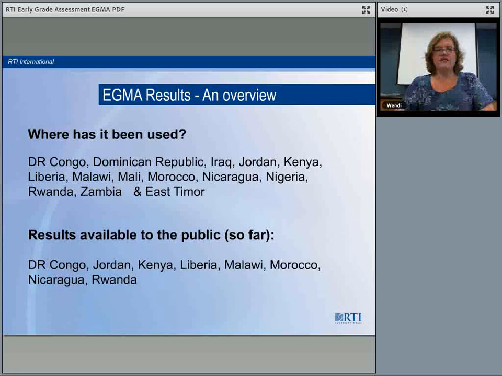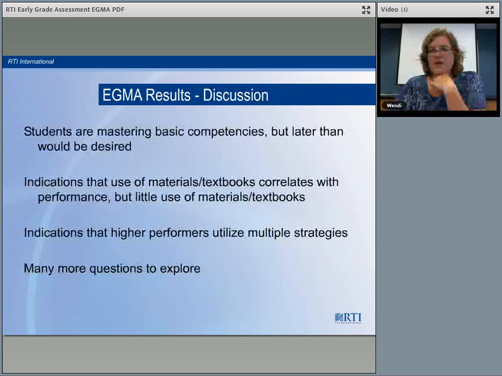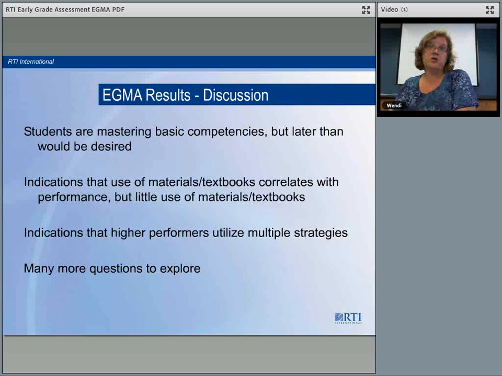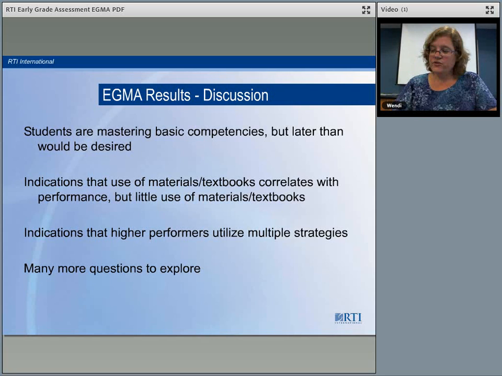Okay, here are some of the things that we've found. Students are mastering basic competencies later than would be desired, and this is in relation to the local curriculum. This is where they should be in the local curriculum. By grade 4 or 5, they're mastering some of these basics, but if we were to extrapolate from our expectations, students are mastering these later than we would want. We have some companion instruments that we've been able to use with some of the EGMA assessments, but not as systematically. There are some indications that we've been able to correlate the use of materials or textbooks in class with performance, but overall we're seeing little use of those things in class. There are indications that the higher performers utilize multiple strategies in the addition and subtraction problems, and even the word problems, using different strategies depending on the difficulty of the item.